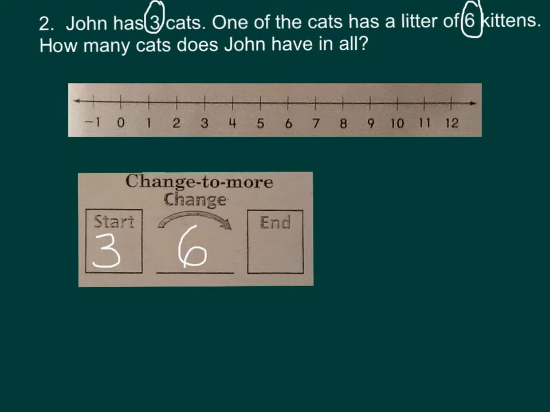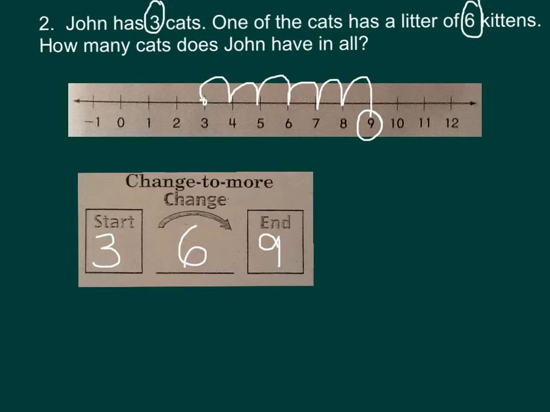Now we need to think about how we're going to solve this problem. One of the ways that we could solve this problem is we could use one of our number lines right here. So I have a number line and I'm going to start on number 3 right there. And I know that the change has to get bigger because we're wondering how many cats we have now with this litter of 6 kittens. So we have 3 to start, and we're going to do 6 jumps. 1, 2, 3, 4, 5, 6. And we end there. That helps us know that our end number is 9.